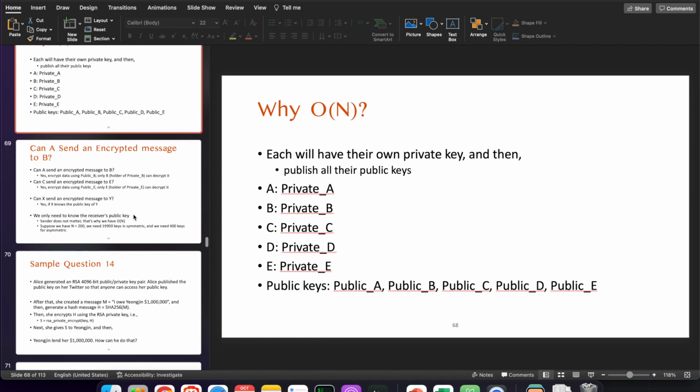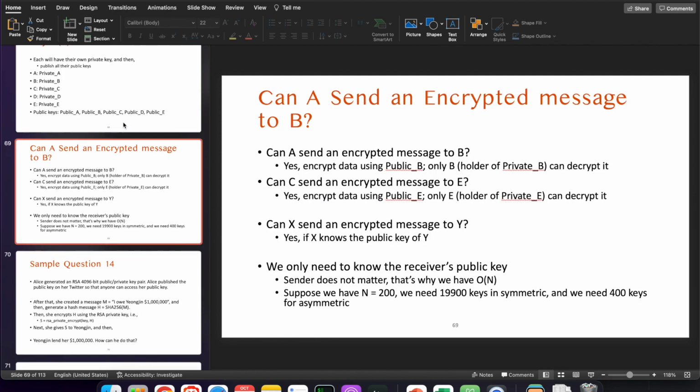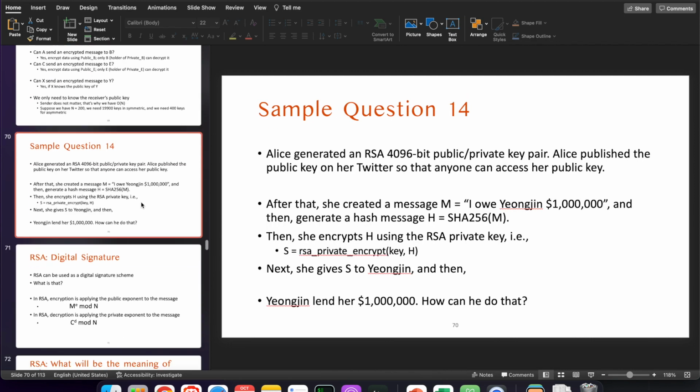Then there are descriptions about question number 13. And then question number 14: Alice generated an RSA 4096-bit key pair, which is secure, with a public and private key. She published the public key on her Twitter so that anyone can access it. That's good. After that, she created a message, "I owe Youngjin $1 million," and generated a hash of this message, H.